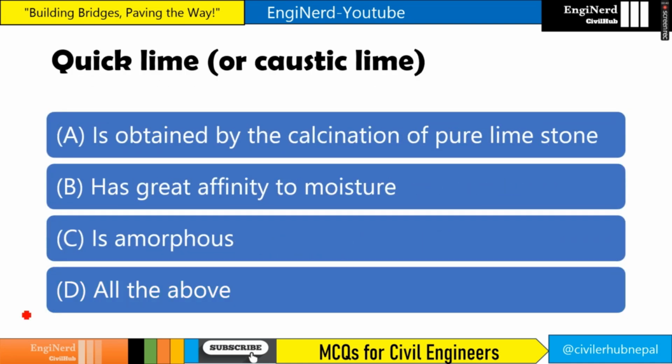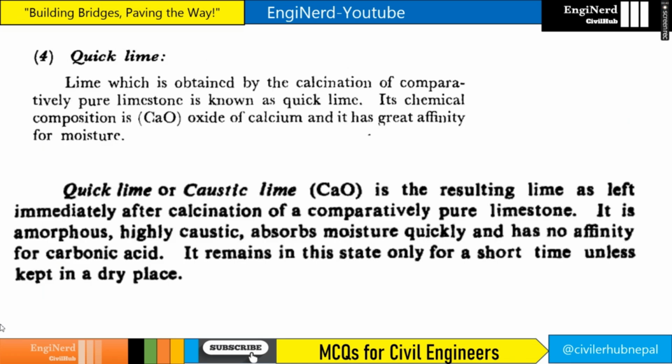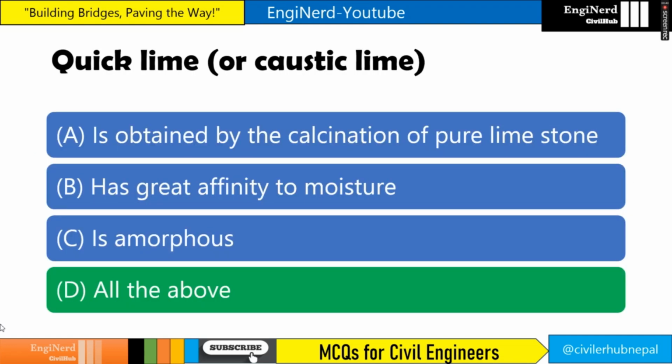Quick lime or caustic lime. So this is obtained by the calcination of pure limestone, right? And has great affinity to moisture and is amorphous. Option number D is all of the above. So our answer will be all of the above. If you see here, lime which is obtained by the calcination of comparatively pure limestone is known as quick lime, and its chemical composition is CaO and has great affinity for moisture. Our answer is all of the above.